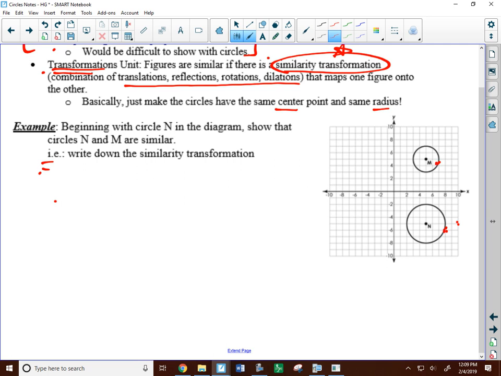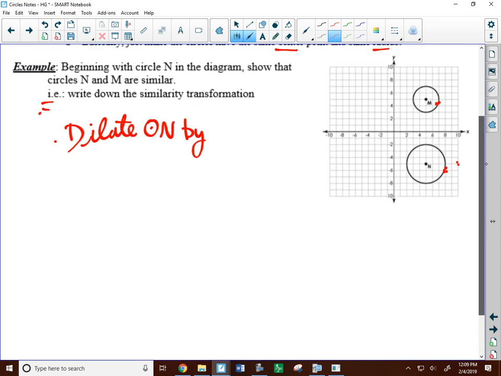Okay. So that would be dilating. So I'm going to say dilate circle N. Okay, now any thoughts? We're going to have a scale factor. So what do you think we need to dilate by? There is a way to tell from the diagram. Yes? Divide the radius by 2. You know, it's not going to be 2, but what you said is what we should do, though.